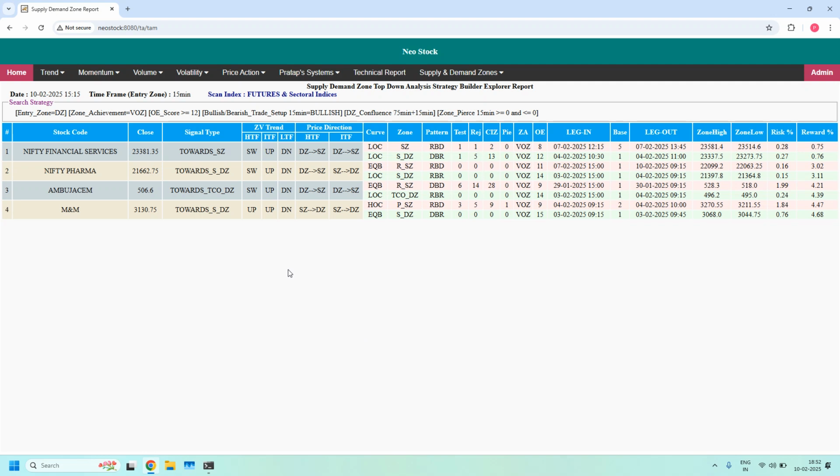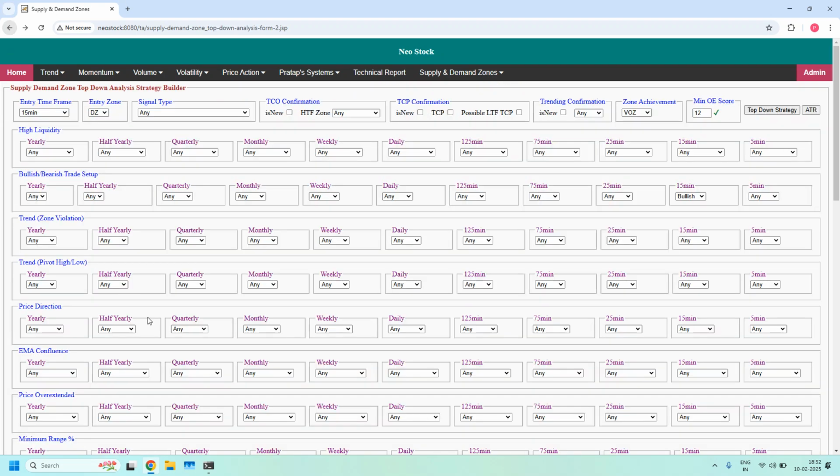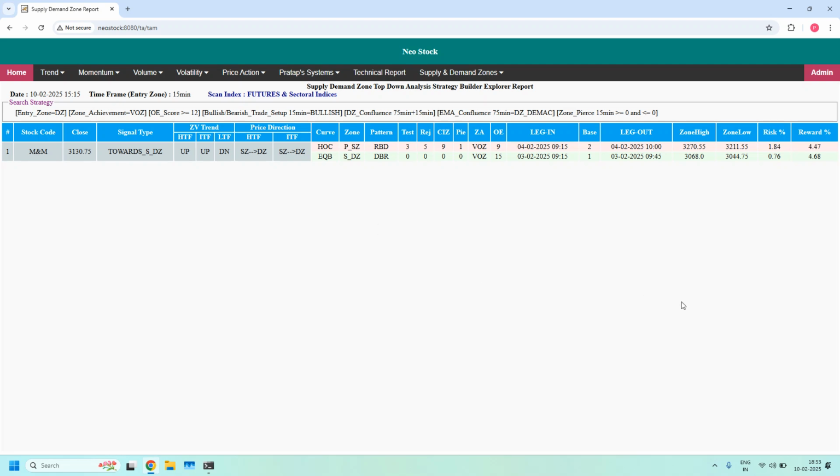If the 75 minutes demand zone is having daily EMA, probably those stocks might have an even higher success rate. Let's verify. In the EMA confluence, at 75 minutes time frame, I am setting the filter: 75 minutes demand zone having daily EMA confluence or not. So with this filter, we got 1 stock. So this is an even higher probability trade setup supported demand zone.